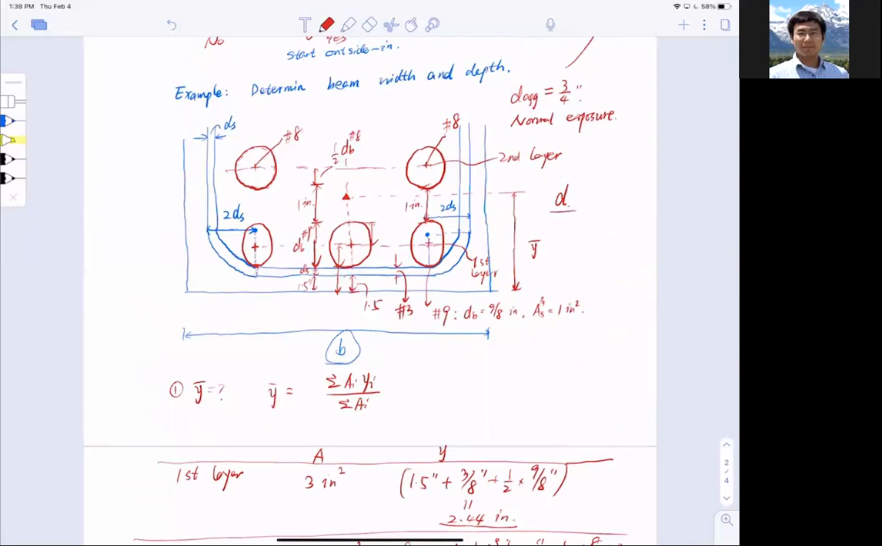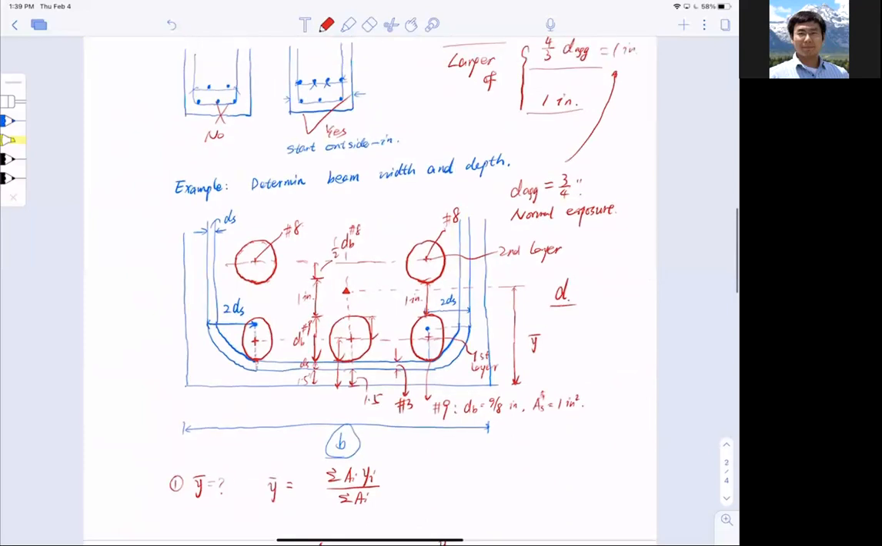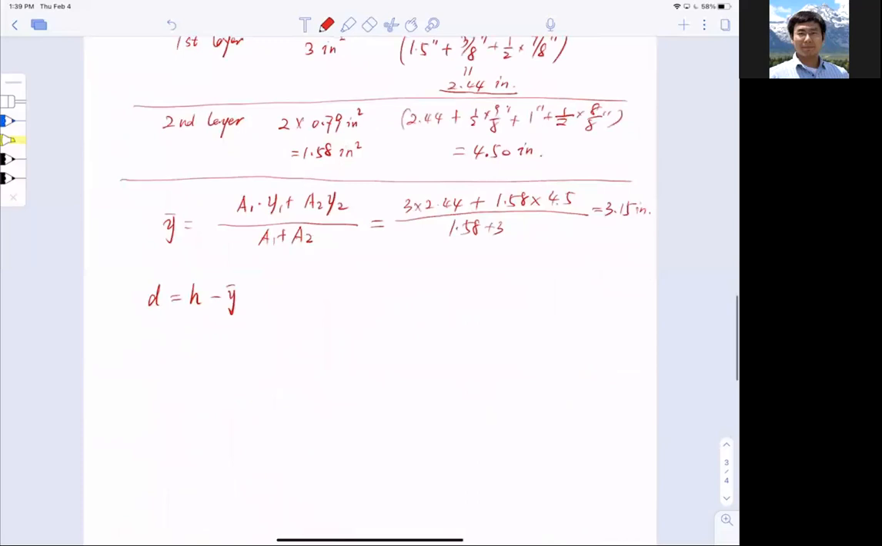Now normally I would use ds, since it conflicts with the diameter of the stirrups, so I'm going to use d instead. So d equals h, height, minus y bar. Now I'm going to assume h equal to 24 inches. No reason, I'm just going to assume that. So d equals 24 minus 3.15 inch, which gives me an effective depth of 20.85 inch.